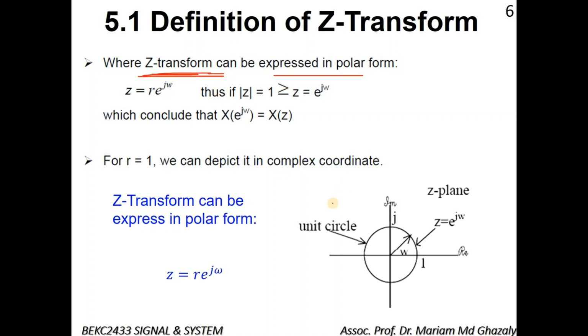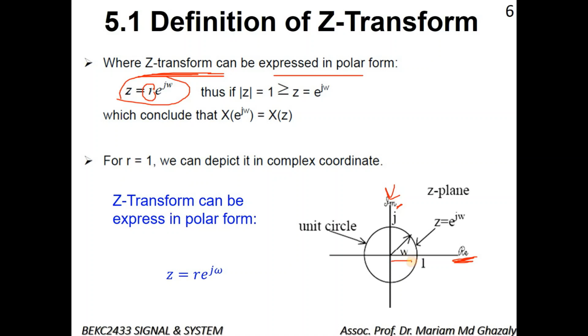in the polar form. So if you remember in chapter 1 previously, I have explained about the expression of a signal in polar form. So you have the real value and the imaginary value over here. Okay, so after you substitute z equal to r e^jω, so r is the real value, and e^jω is the imaginary value. So you can actually plot that.